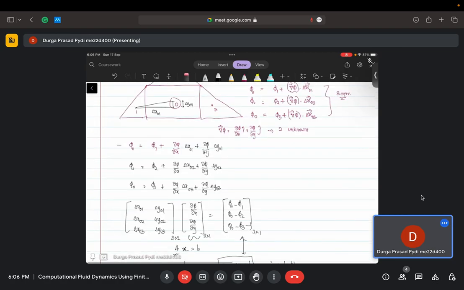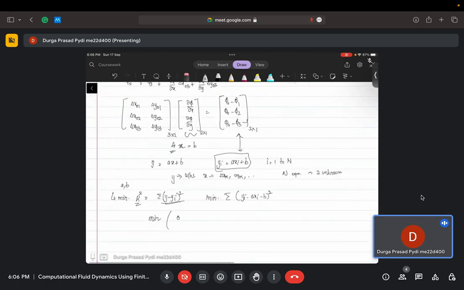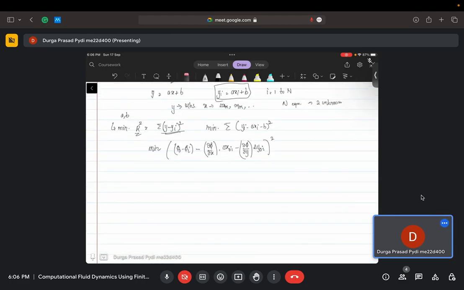these expressions. So you have phi 0 minus phi i minus del phi del x delta x 0 i minus del phi del y delta y 0 i, whole squared. We try to minimize this, where i is essentially your neighboring cells. If you are considering cell 1, you just have one neighbor, so you just get one equation. For cell 0, you have 3 neighbors, and 2 and 3 essentially have one neighbor each.